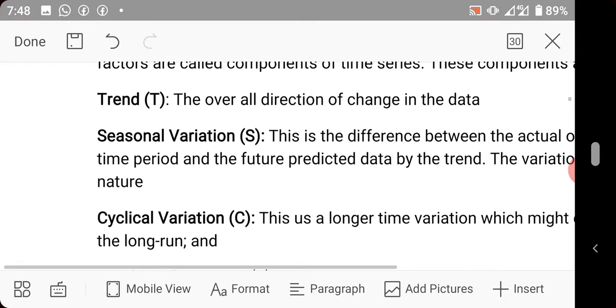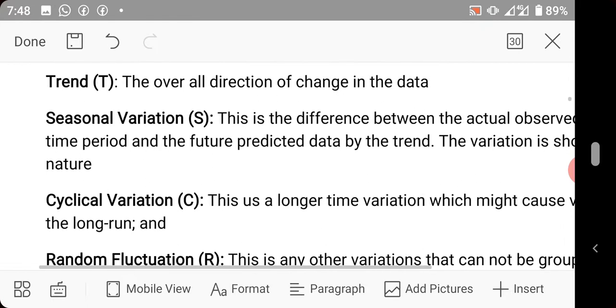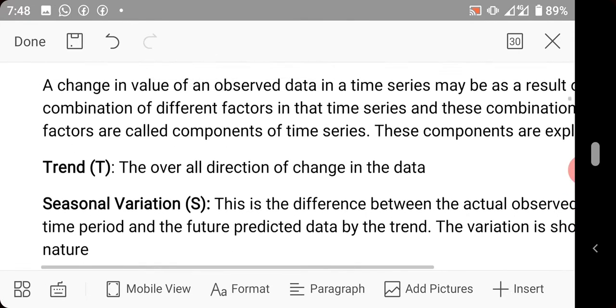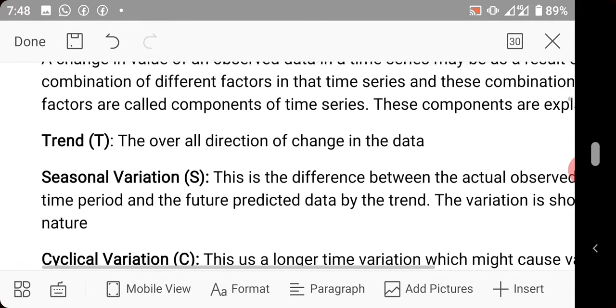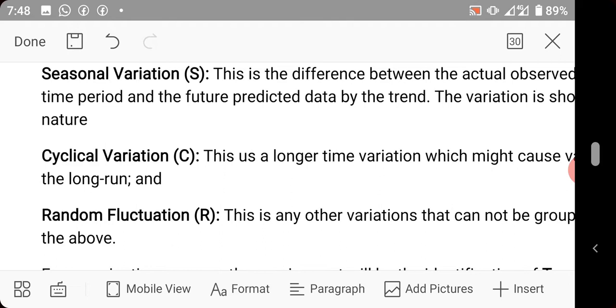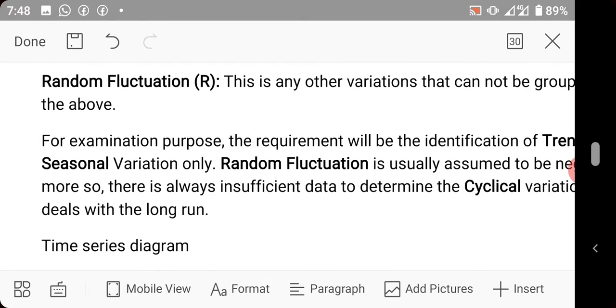So under time series analysis, we'll be studying the trend. The trend is actually a particular way or form in which data relates to each other. The four components of time series are trend, cyclical variation, random fluctuation, seasonal variation.